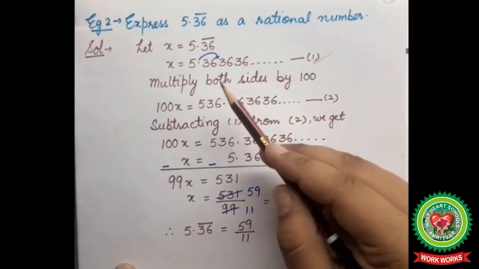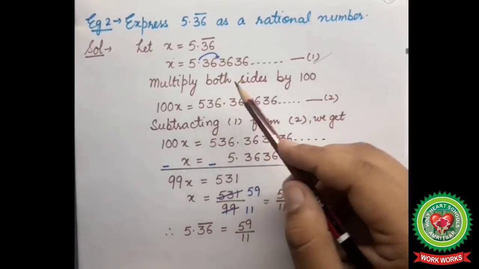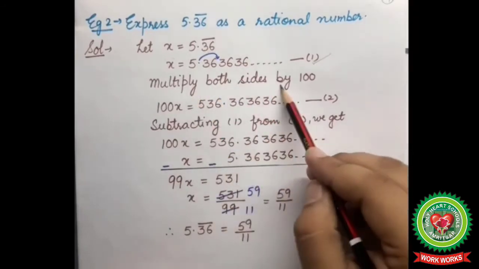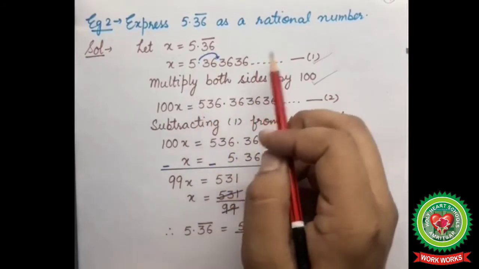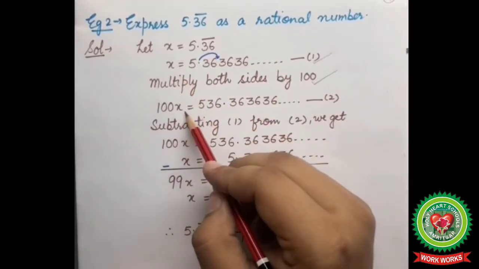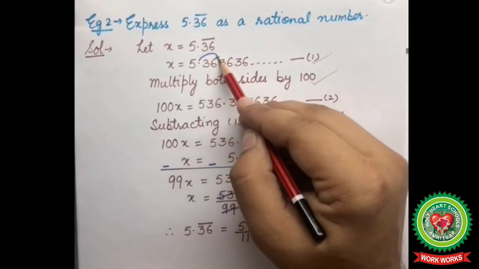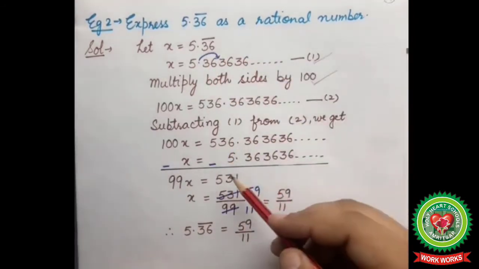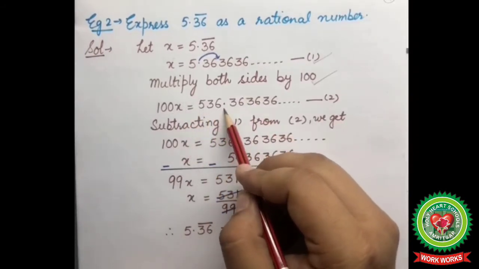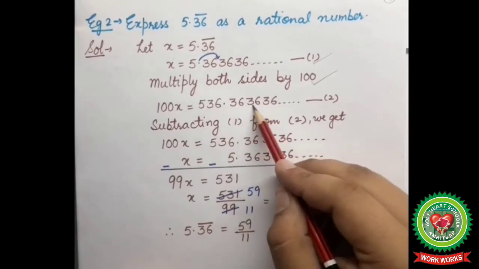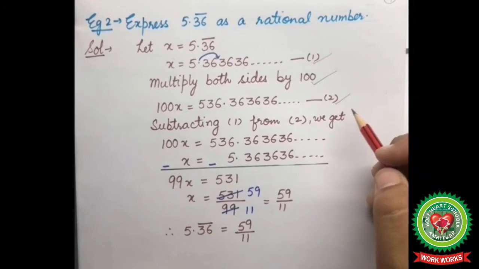Now in this case, there were two digits which were being repeated. So for that, we have multiplied both sides by 100. So when we multiply both sides of equation 1 by 100, we'll get 100x is equal to, now in this case, the decimal will shift to the right side 2 decimal places. So on shifting, we'll get 100x is equal to 536.363636 so on, and this will give us our equation number 2.